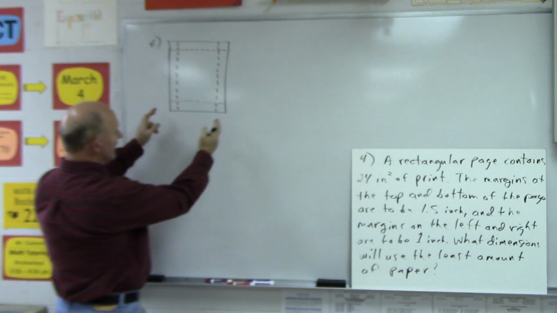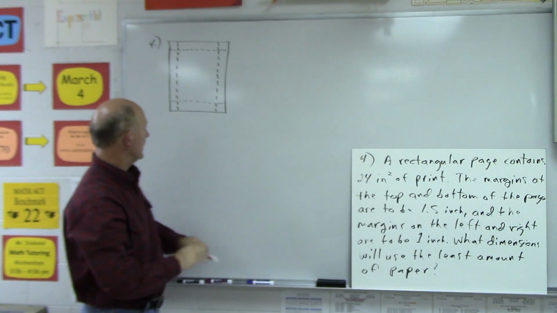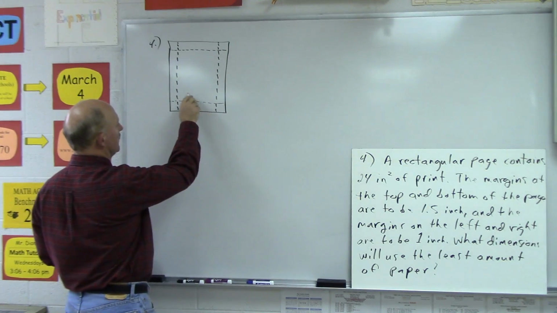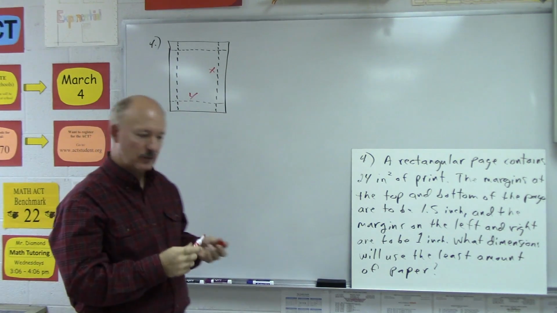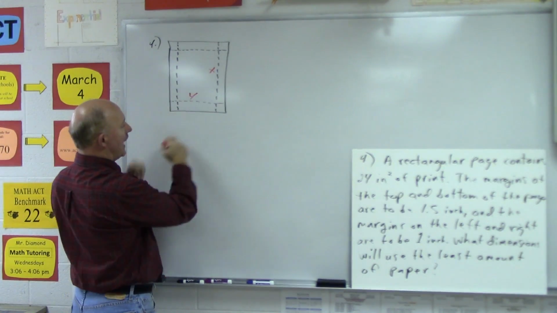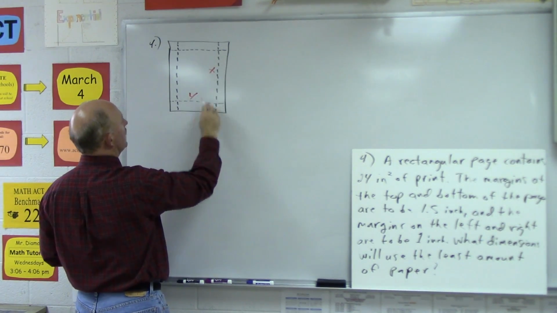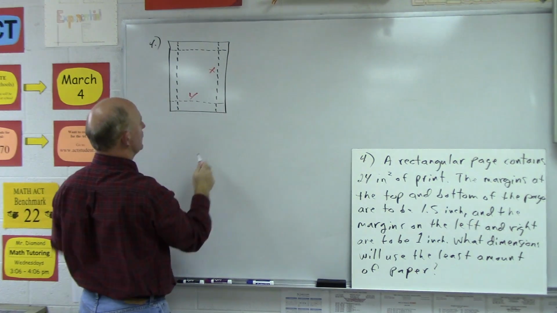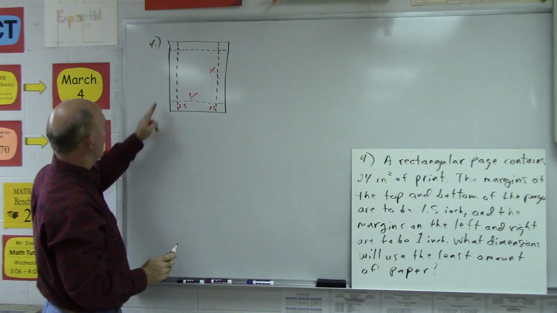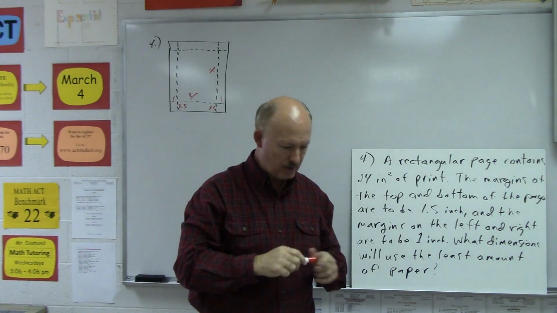Right. So we're going to describe the length and the width of the sheet of paper. It really doesn't matter what variable you use for the length and the width. I'm going to let this side be y and this side be x. Now I need to describe the bottom side of my piece of paper. We said the dimensions were 1.5 on the top and the bottom, and 1 and 1 on the left and the right.